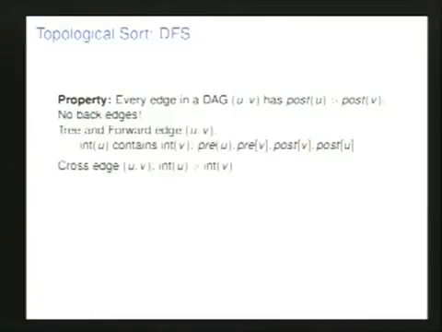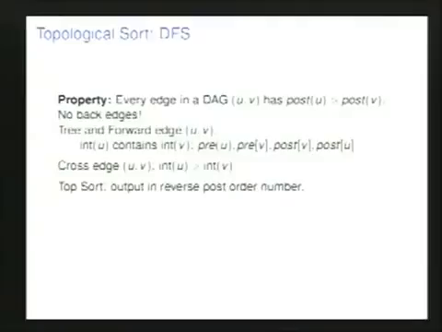And now there's cross edges. For cross edges, remember the whole interval of U was after the whole interval of V. So clearly the post of U is after the post of V. So this property holds. There's no back edges. So the topological sort algorithm is to output in reverse post order number.